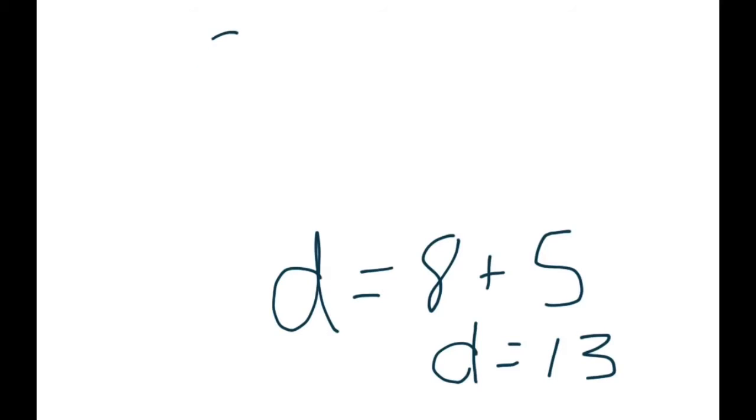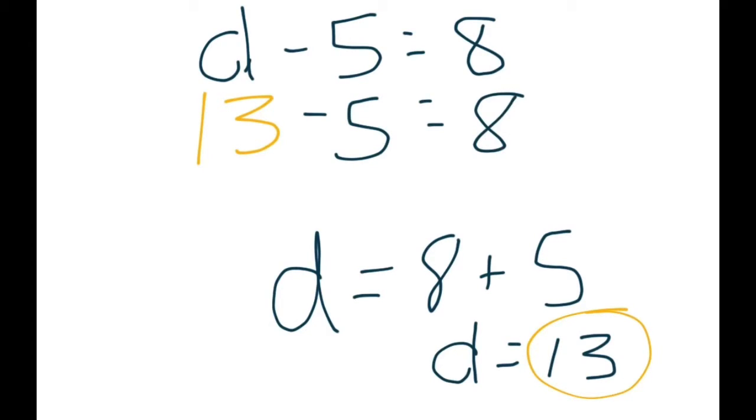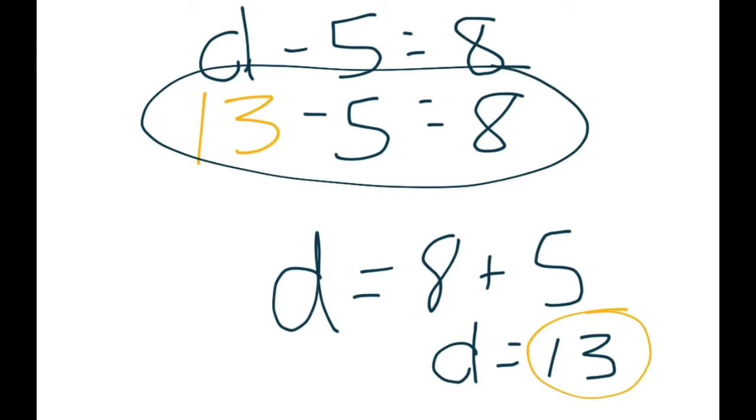Okay? So I'm going to write my original problem up here at the top again. D minus 5 equals 8. Okay? So we had 13 was our answer that we have down here. So 13, I'm going to plug that in for D, minus 5 equals 8. Now, is our equation true here? Is 13 minus 5 equal 8? It is true. So we have the correct answer.